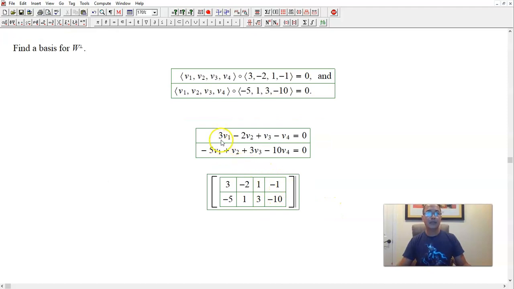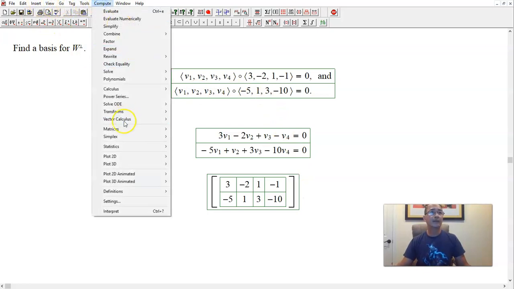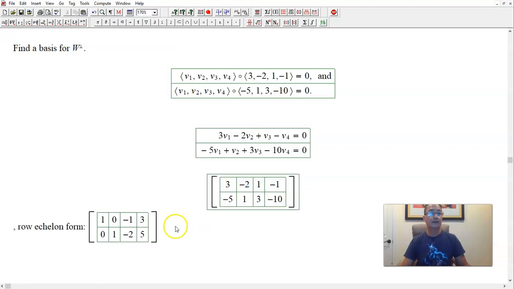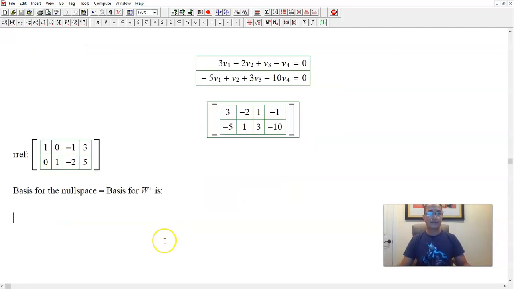All right, so here's our matrix: 3, minus 2, 1, minus 1; minus 5, 1, 3, minus 10. And we go. Compute RREF. There is our RREF. So we have 2 leading variables and 2 free variables. Let's practice sight reading our null space. So I hope you remember how to do that.